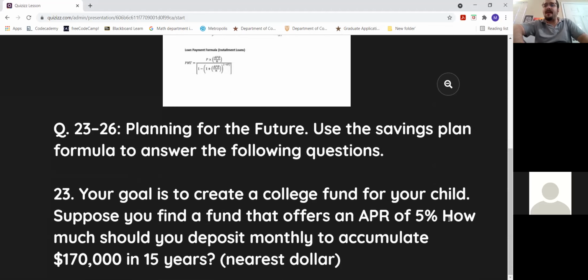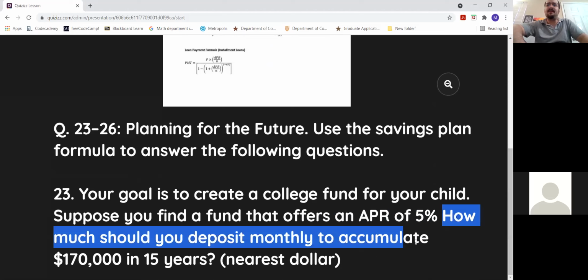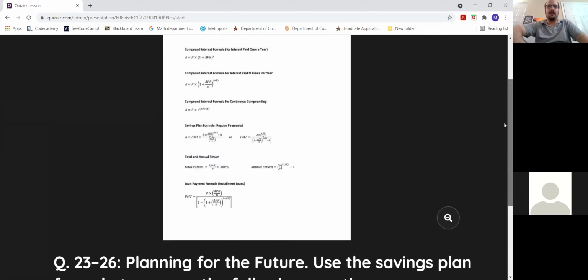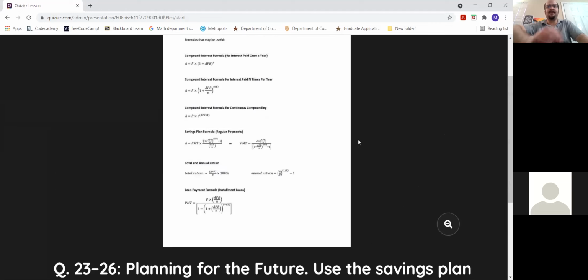Okay, so what are they asking? How much should you deposit monthly? Which one would that be? Accumulated amount or payment?